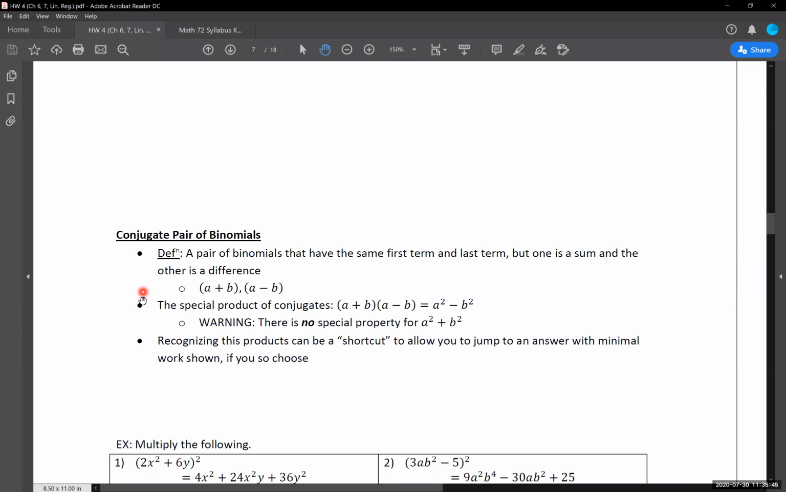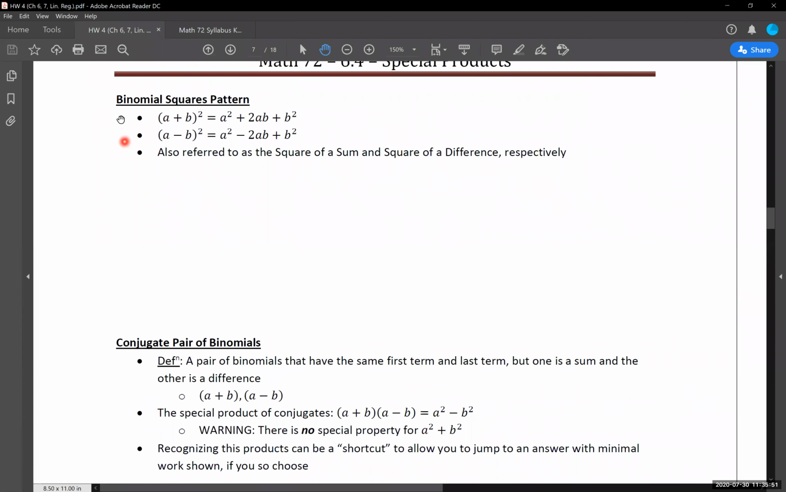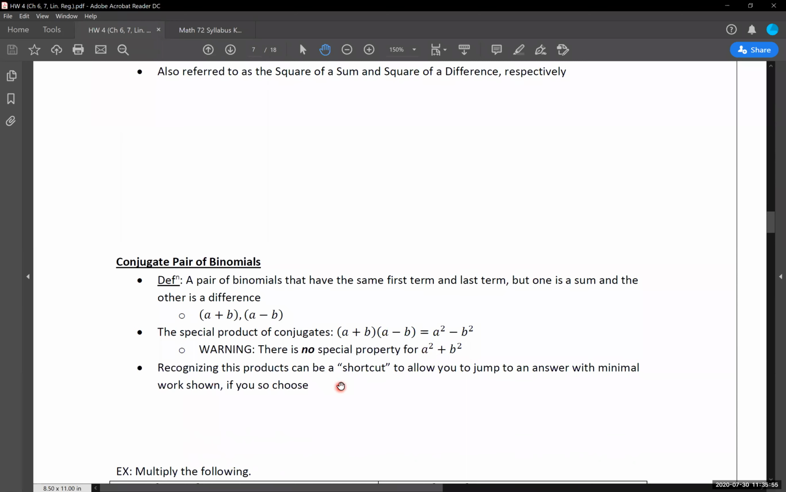So recognizing when we have the special product of conjugates, and recognizing when we have the square of a sum or the square of a difference, is something that you can use as a shortcut to allow you to jump to an answer with minimal work shown, if you so choose.